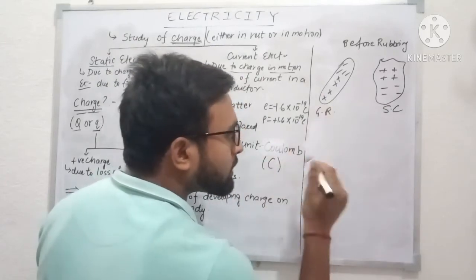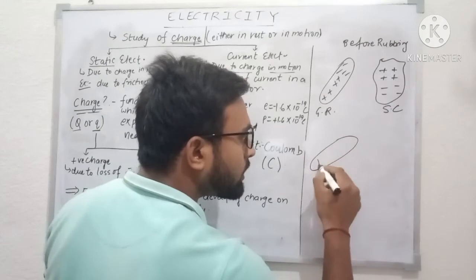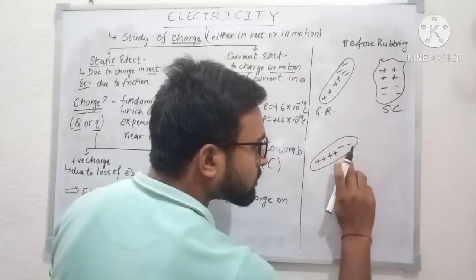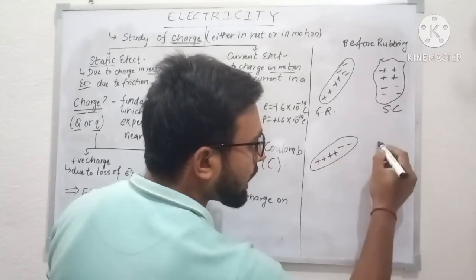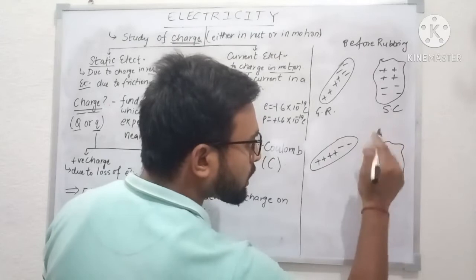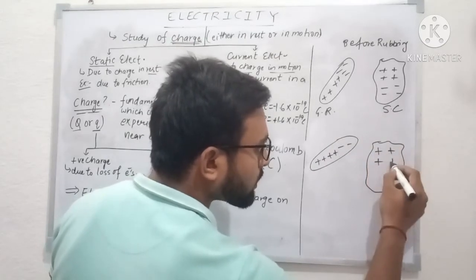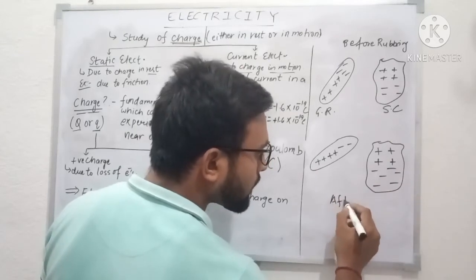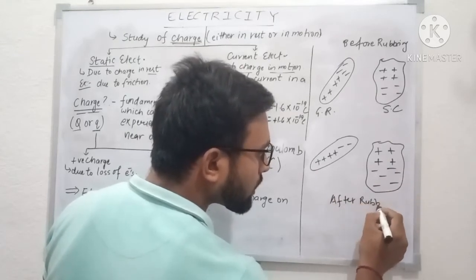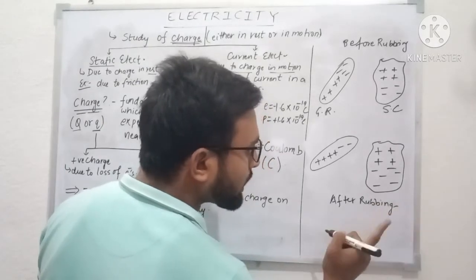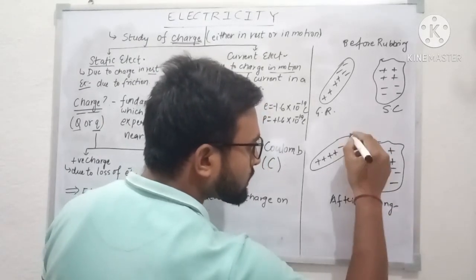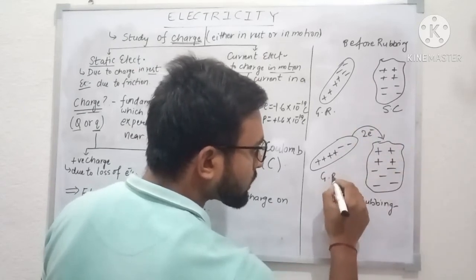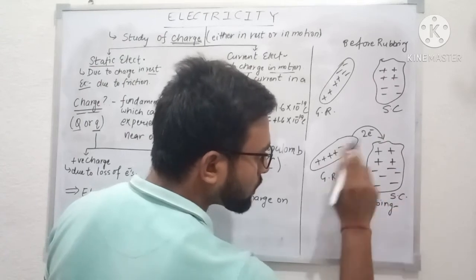due to which what happens? Let's see. This glass rod suppose loses 2 electrons. The electron it lost, that's why I have shown only 2 electrons, and this lost electron is transferred to which part? Silk cloth, acquired by silk cloth. This is the condition after rubbing. So what happened? This glass rod loses its electron and it is transferred to silk cloth.